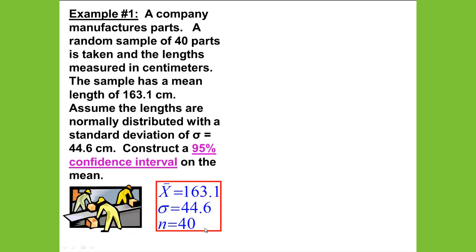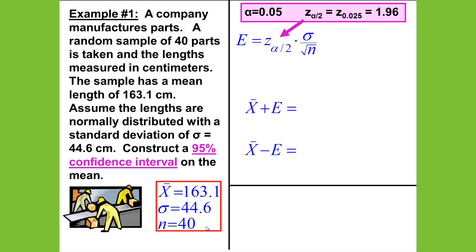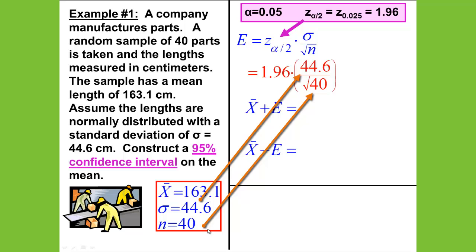First of all, you pick out your important numbers. X bar equals 163.1, sigma equals 44.6, and n equals 40. Here are your formulas. I will not read those, but the first thing we want to plug in is our z. Our alpha is 0.05. Divide that by 2, we get 0.025. Look up the z-score that goes with 0.025, and that gives us 1.96. Take 1.96 times the sigma, which is 44.6, divided by the square root of 40.